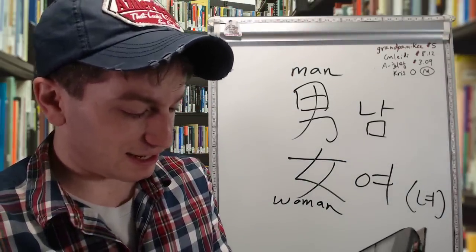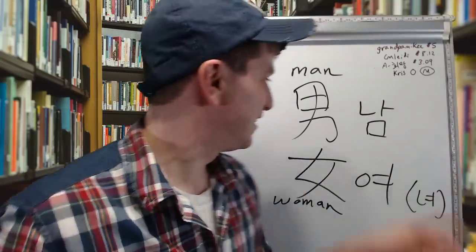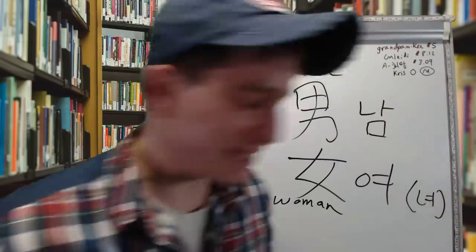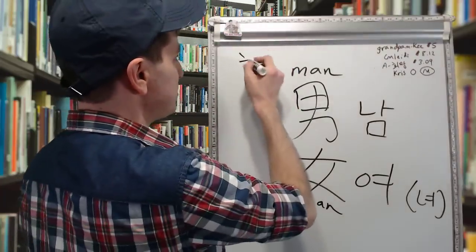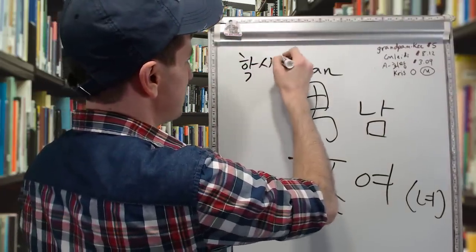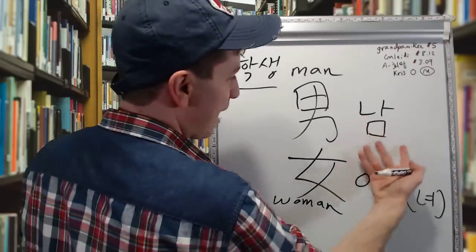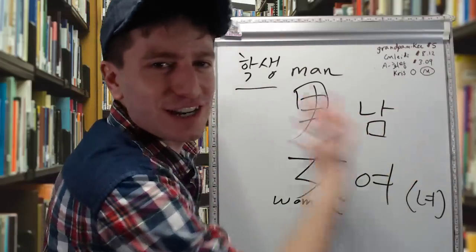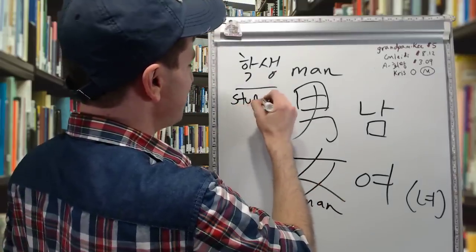Nam haksaeng. That's right. Nam. And now you know haksaeng. I didn't actually teach you this separately, but haksaeng, the word for student, is also from Chinese. You can take haksaeng and attach nam. I was going to tell you this word, I just figured I'd see if you guys could get it before I wrote it. Nam haksaeng means male student.